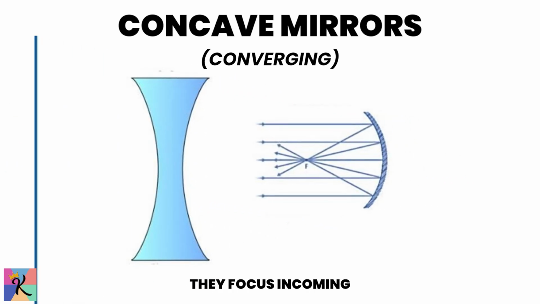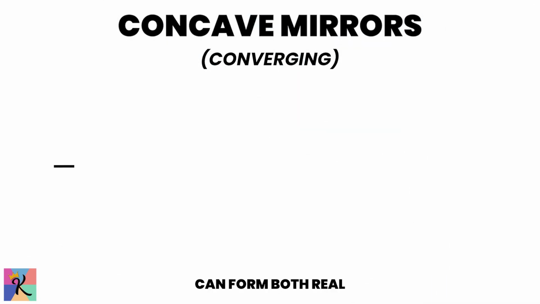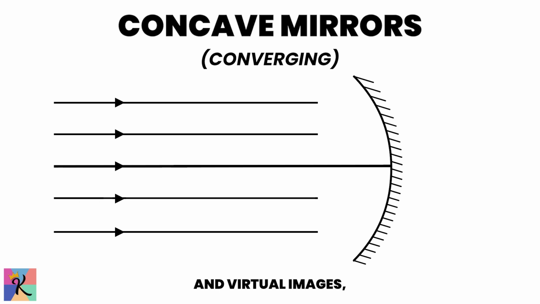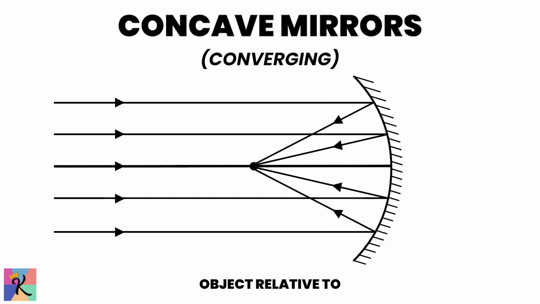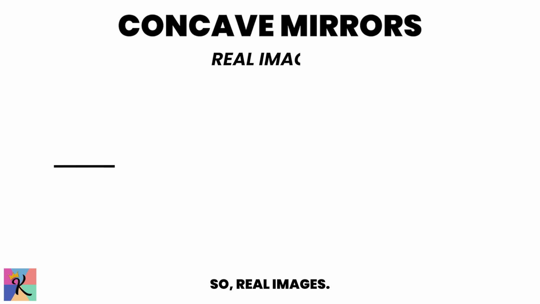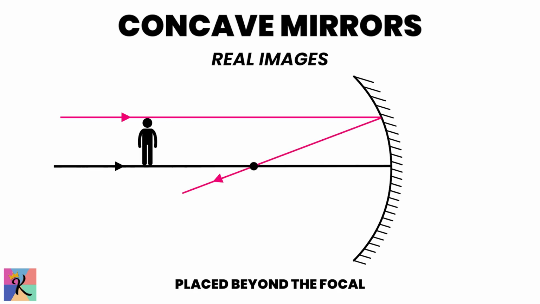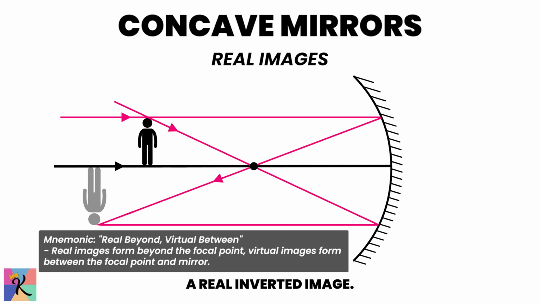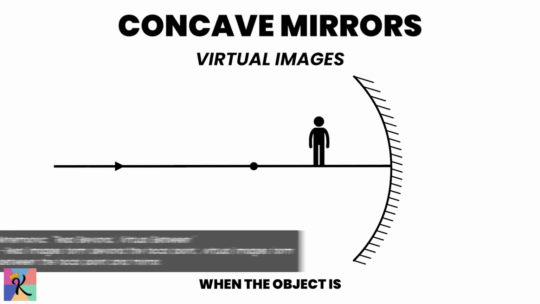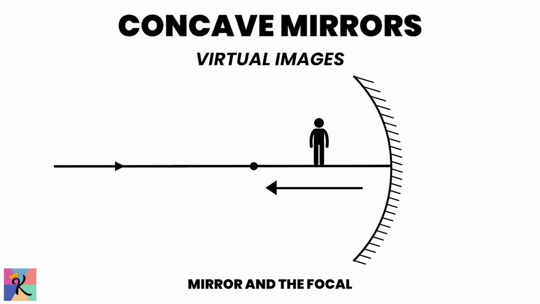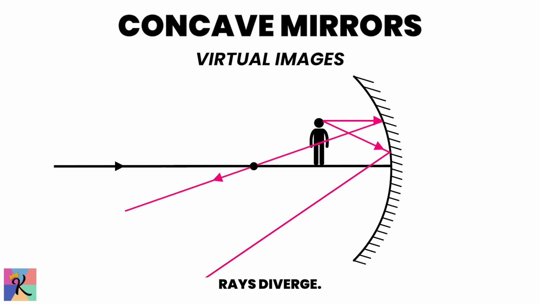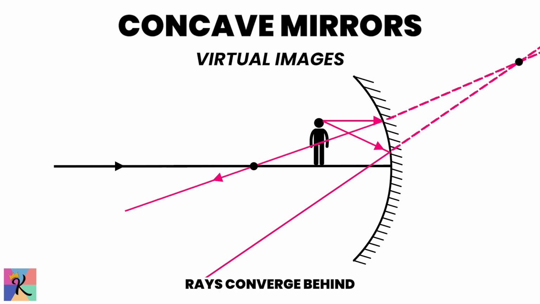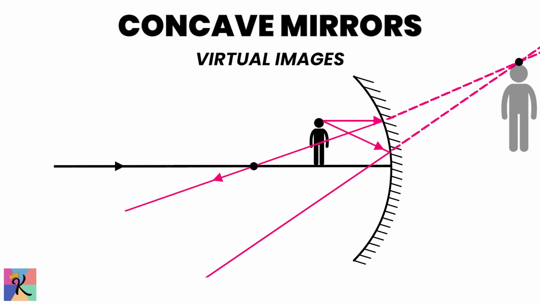They focus incoming parallel light rays to a single point known as the focal point. Concave mirrors can form both real and virtual images, depending on the position of the object relative to the focal point. So, real images. When the object is placed beyond the focal point, the reflected rays converge to form a real, inverted image. This image can be projected on a screen. Virtual images. When the object is placed between the mirror and the focal point, the reflected rays diverge. The extensions of these rays converge behind the mirror, forming a virtual, upright image.